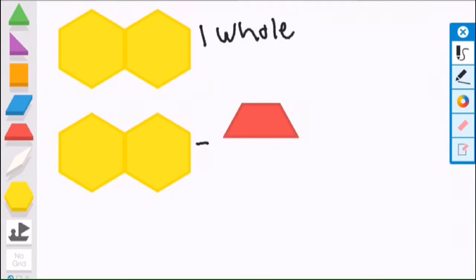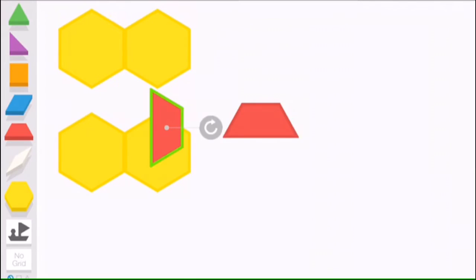So for subtraction, we are going to be subtracting 2 hexagons minus 1 trapezoid. A trapezoid is 1/4 of a whole, and 2 hexagons are 1 whole. So the first thing we want to do is convert so that they're all the same denominator, and to do this we are going to use trapezoids. Trapezoids are 1/4 of a whole.